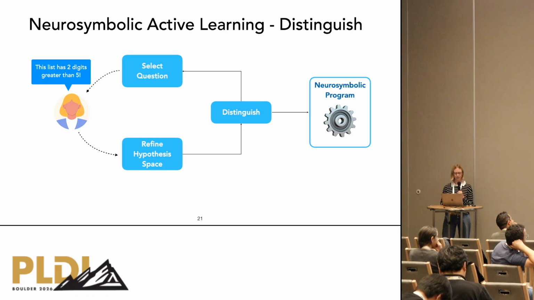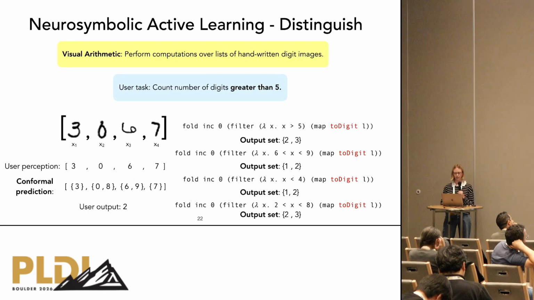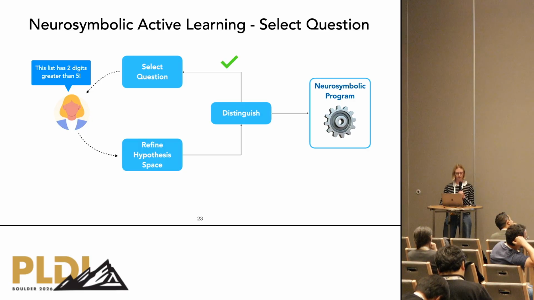So given this hypothesis space, the next step in our active learning procedure is distinguish. The goal of the distinguish procedure is to determine whether 2 programs could produce different outputs under some assignment of the ground truth neural labels. In this example, the first program has output set 2, 3, while the second has output set 1, 2. Since there exists some labeling of the uncertain digits for which the programs produce different outputs, these programs are distinguishable and there's still ambiguity in the hypothesis space. So because of that, we continue to question selection.